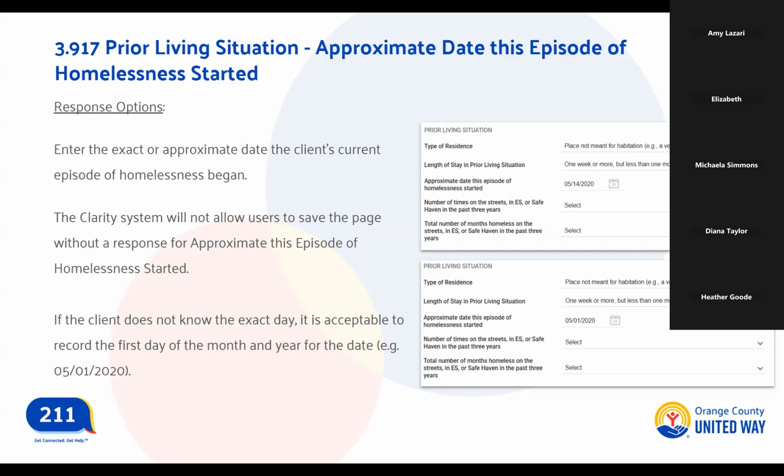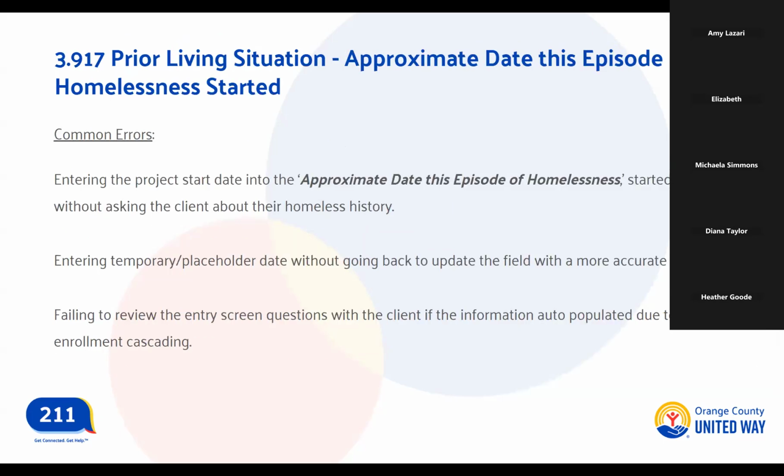So if the client does not know the exact date they became homeless most recently, but does recall the month and year, it is absolutely acceptable to use the first day of the month as the start date of their current episode of homelessness. For example, the full date at the top would be May 14, 2020, but if the participant didn't know the exact day they became homeless in May of 2020, the user can enter May 1st, 2020.